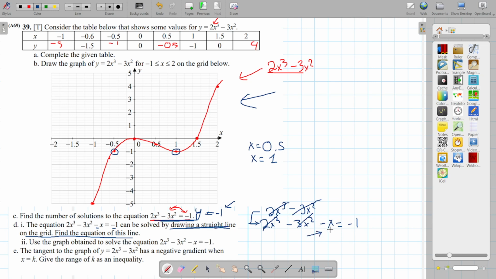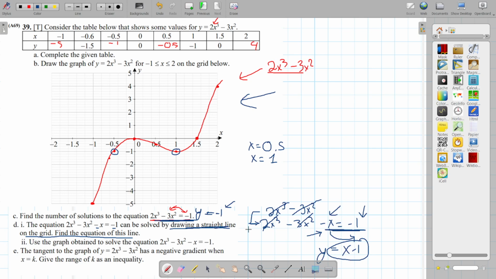Okay, so you can't keep them on left and right. I mean, you can't have x on the left, and 1 on the right. The line has to be mx plus b. So take x to the other side. So that means the line I'm trying to draw is x minus 1. This line: y equals x minus 1.